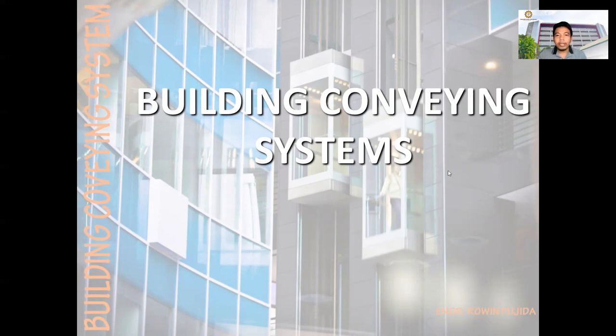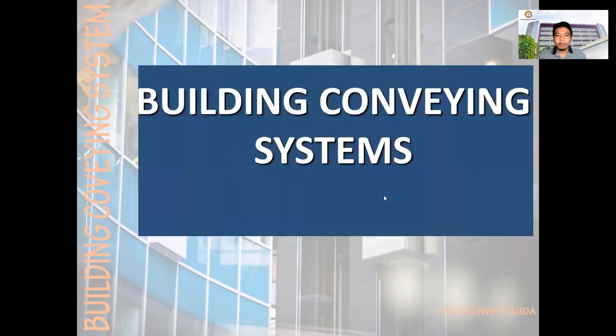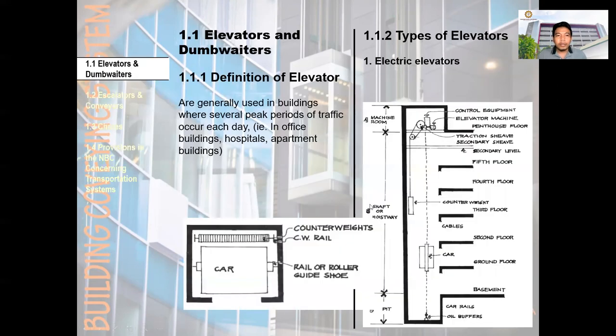Okay, so for the building conveying system, we first have the elevator and the dumbwaiters. For the definition, an elevator is generally used in buildings where several peak periods of travel occur each day. Examples are office buildings, hospitals, and apartment buildings.